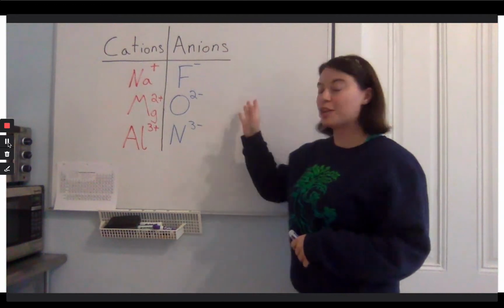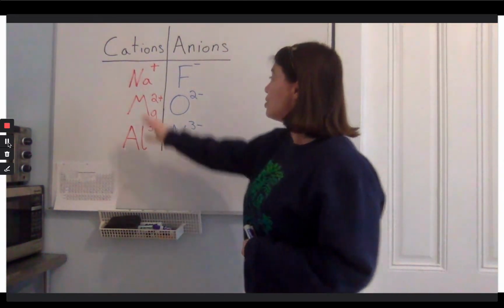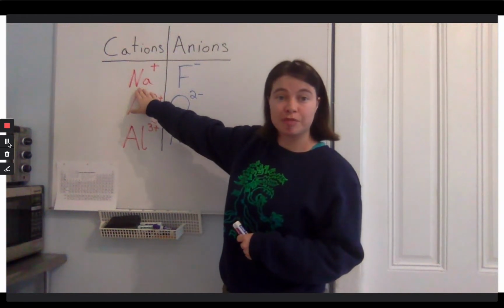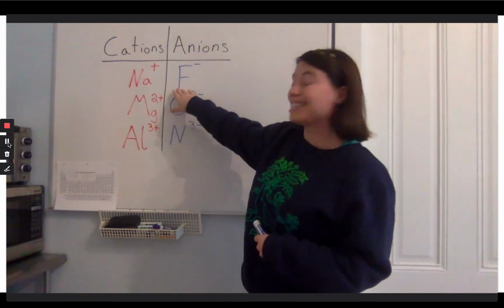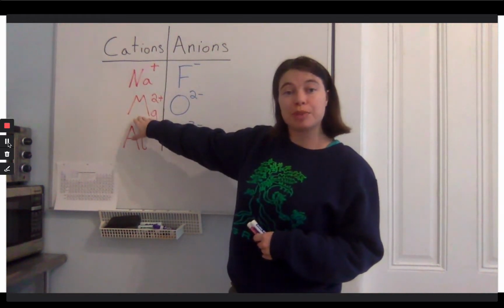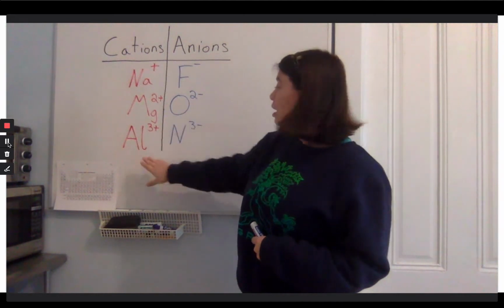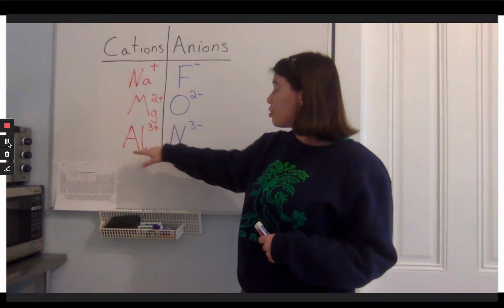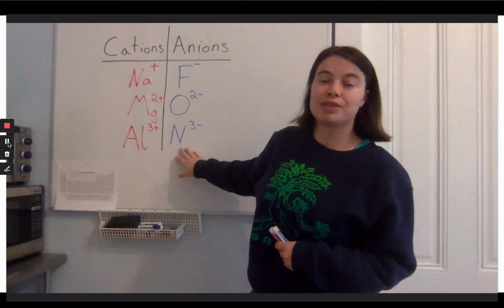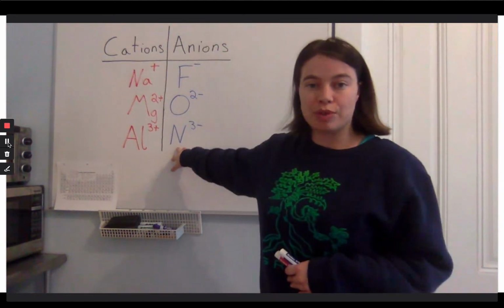All right, so here we have some examples of some common cations and some anions. So sodium is a cation with a charge of +1. Fluorine is an anion with a charge of -1. Magnesium is a cation with a charge of +2. Oxygen is an anion with a charge of -2. Aluminum is a cation with a charge of +3. And nitrogen, or nitride, if it's the ion, is an anion with a charge of -3.